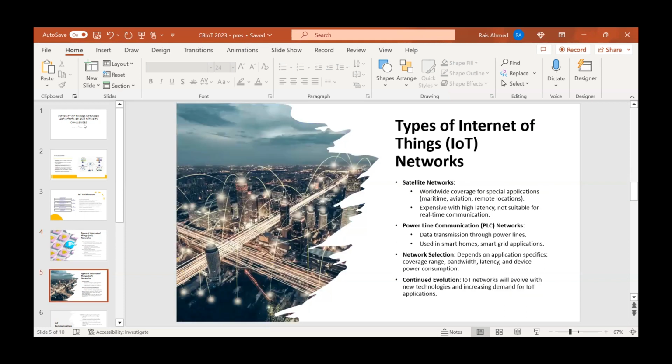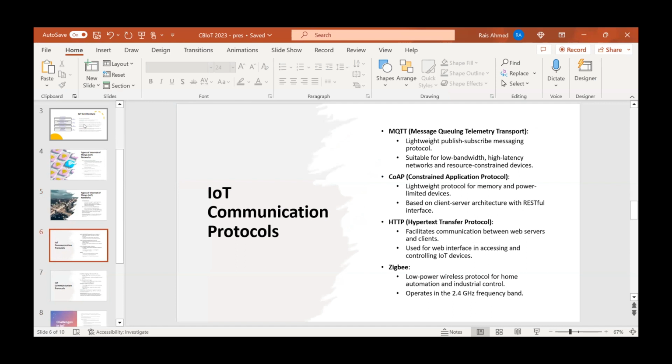Satellite networks are basically used for the maritime and aviation sectors. They are expensive, so they are used a little less. Power line communication is used for data transmission over power lines, basically for smart homes and smart grid applications. Network selection is very important, based on what application we are using and what networks we are selecting. That's how the evaluation will come.